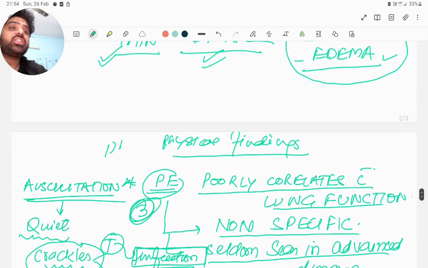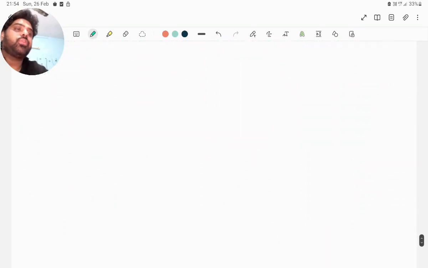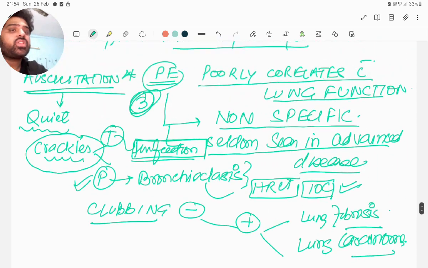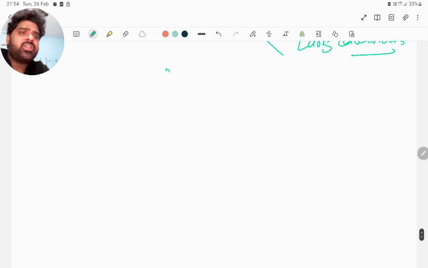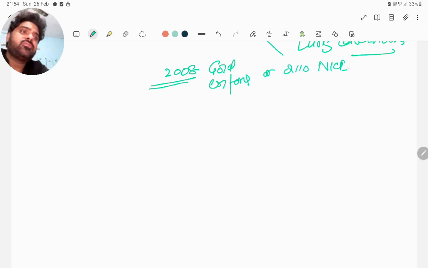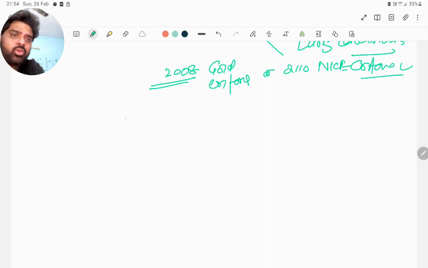So this was regarding the symptoms and the physical findings. Now, a very important criteria, we all know: in 2008 there was a criteria known as the GOLD criteria, or in 2010 the NICE criteria. Both were the same. They grouped COPD patients into four groups: 1, 2, 3, 4.